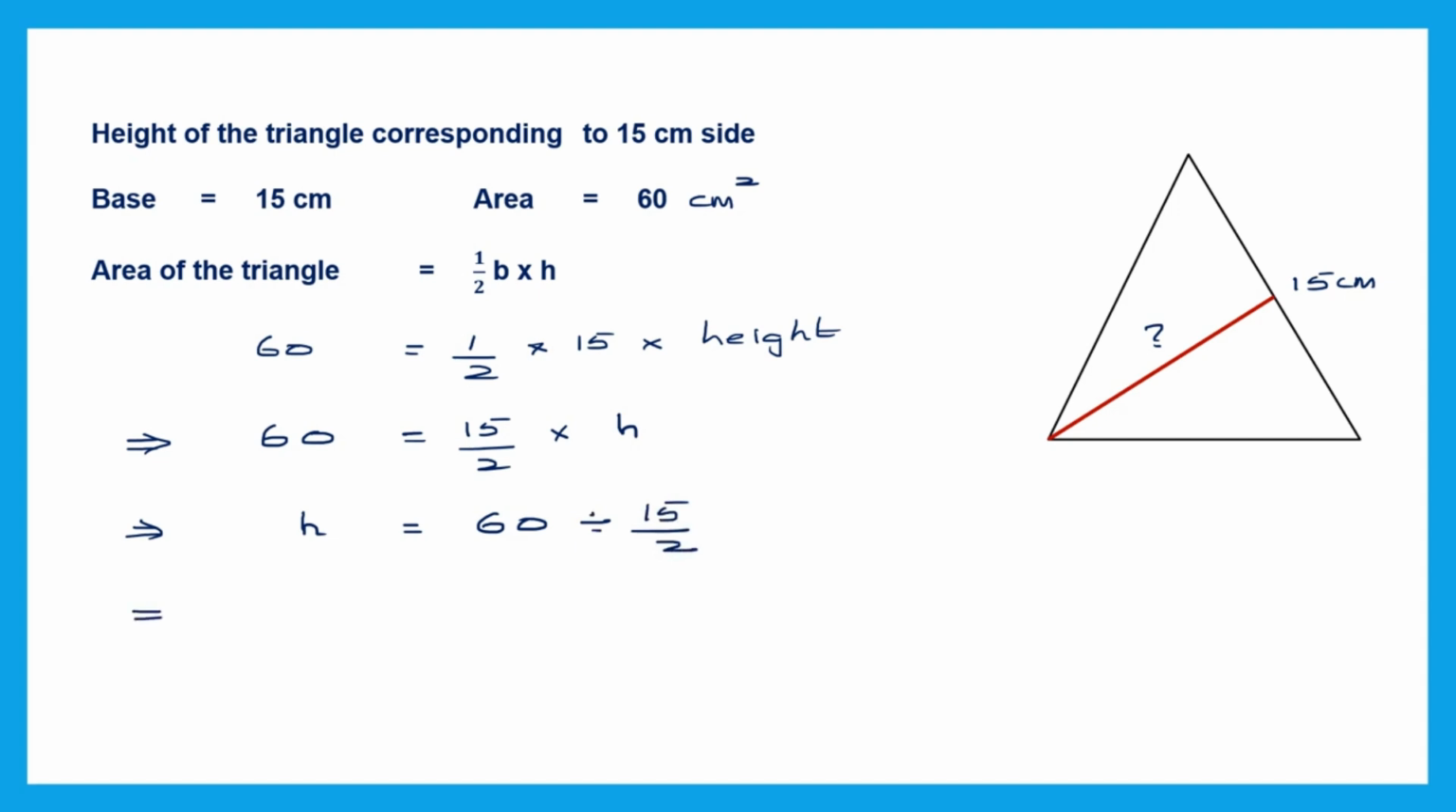So now let's find the height. Height is equal to 60 into 2 by 15. Now let's cancel. 15 into 4 is 60. So multiply 4 into 2, which is equal to 8. So we have found the height. Height is equal to 8 centimeters. So this is our answer. Height is 8 centimeters. And that is option C.